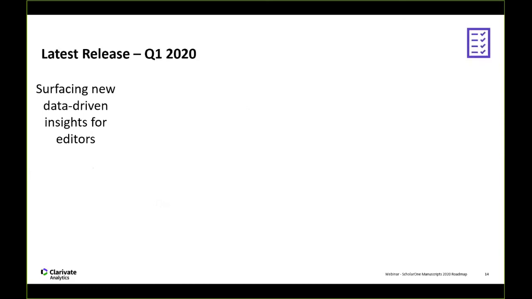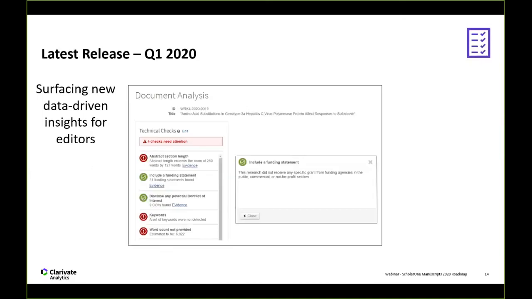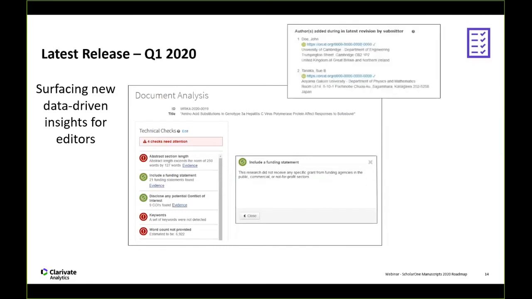So servicing new data-driven insights for editors is one of the key things that Josh just mentioned, and he referred to our new document analysis page. What you'll see here is specifically the document analysis page turned on with Unsilo's technical checks feature. Our partnership with Unsilo has added a number of features to ScholarOne. This technical checks is very specifically to help speed and increase the velocity of the administration and evaluation of manuscripts.